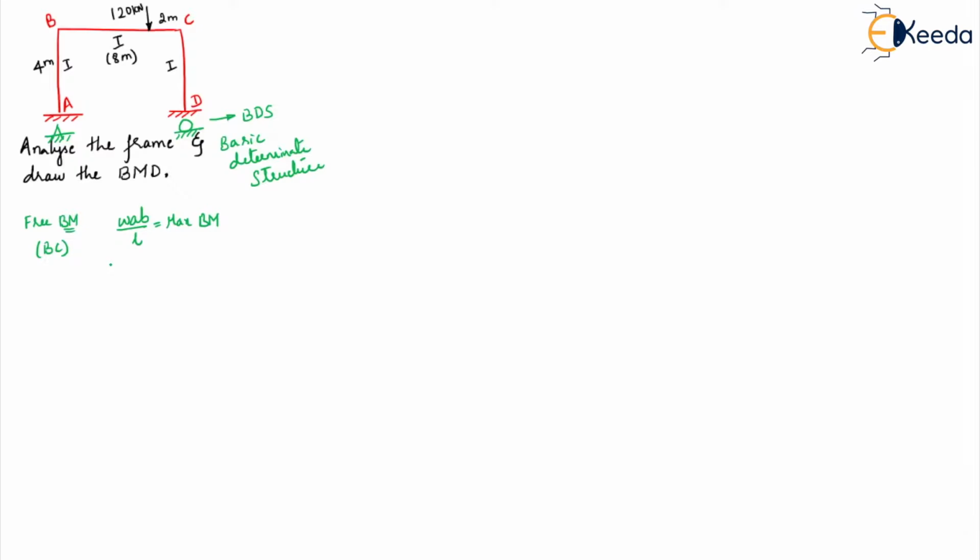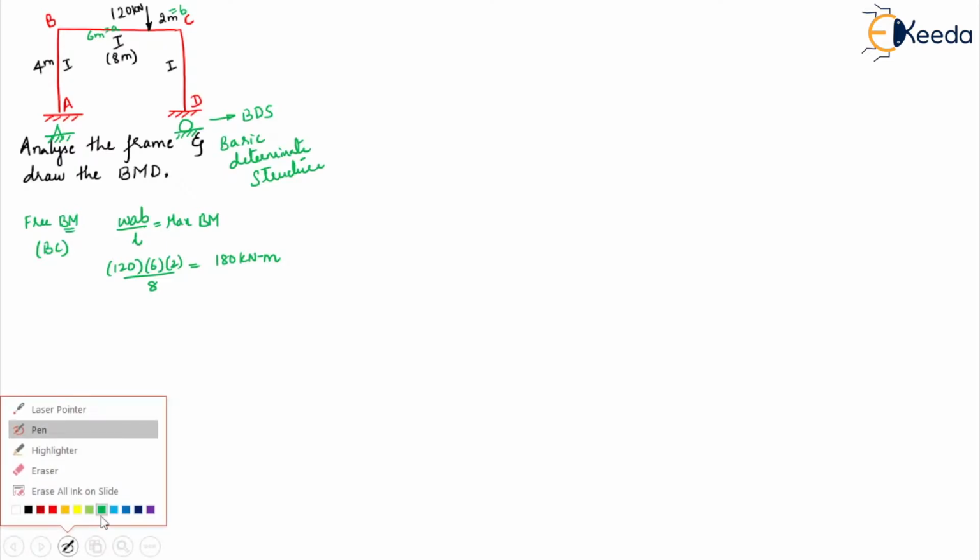So, let's do the substitution. W is how much? 120 kilonewton. Now, A is, so this total is 8 meters, so this will be 6 meters. So, this is your A and this is your B. Right. So, there will be 6 into 2 by 8. So, this will give us a value of 180 kilonewton meter. So, this is the free bending moment.